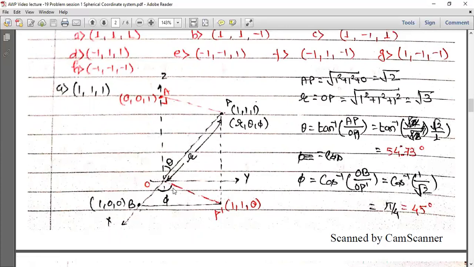Now for finding phi, as you can see here, if you take triangle OBP dash, angle B is 90 degrees, so it's a right angle triangle. With respect to this angle phi, OB is the base and OP dash is the hypotenuse, and BP dash is the perpendicular, and correspondingly we can find phi using cos phi. So cos phi will be equal to the base, that is OB, divided by the hypotenuse.